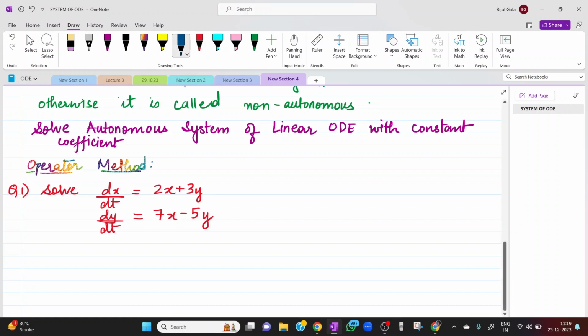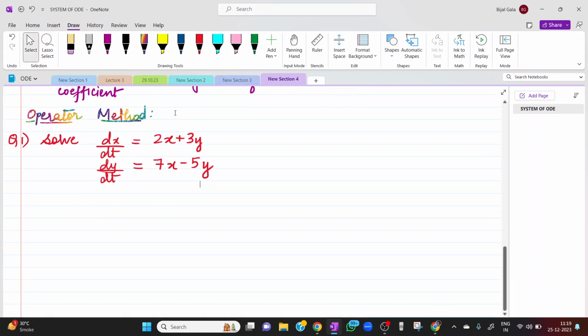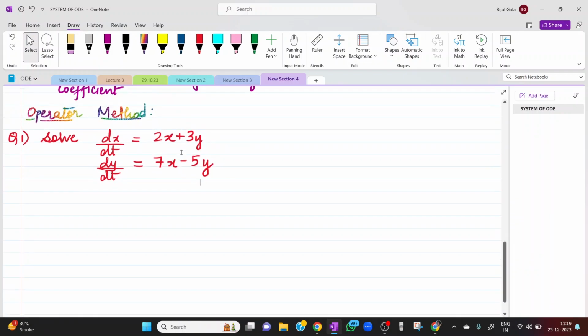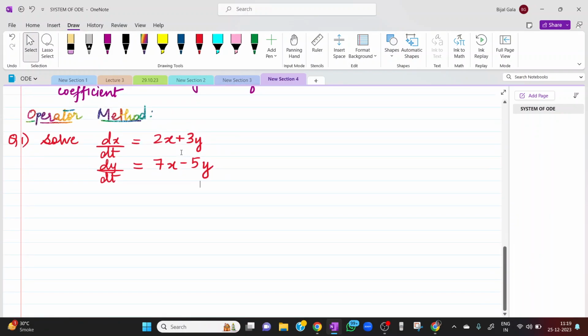You can observe this is already given in the normal form. Normal form is the easiest to solve any given set of equations. Okay, we can do it faster. So let's use the operator method and let's learn how to do this.